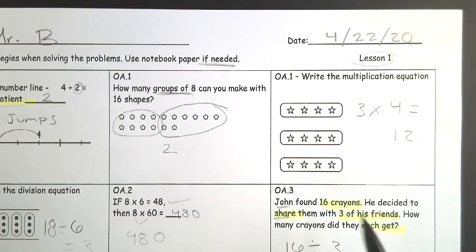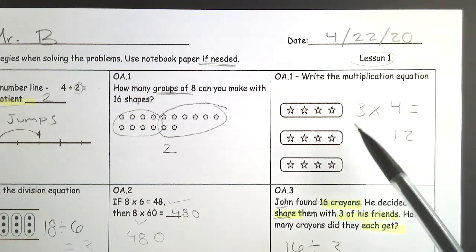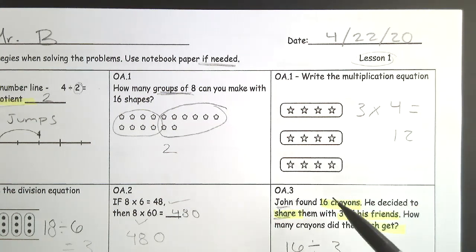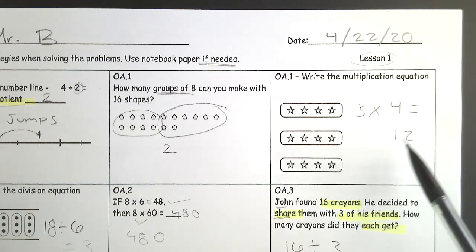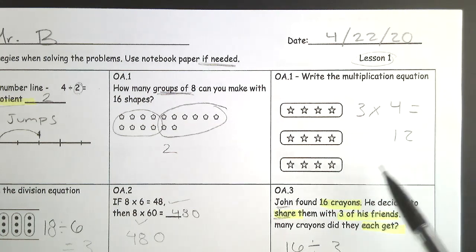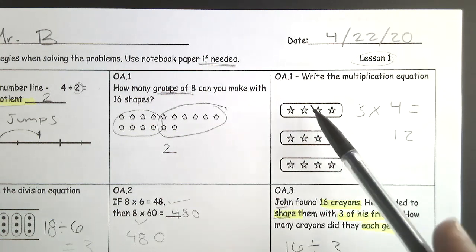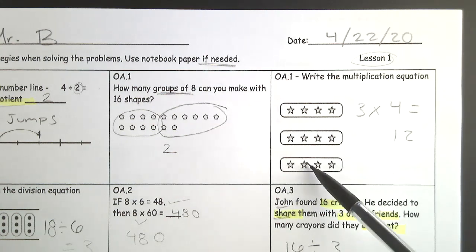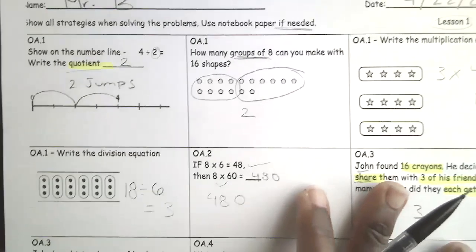Next box, it says write the multiplication equation. So when we take a look at this, the first thing that we want to know is how many groups are there? There's 1, 2, 3. The next step that we want to know is how many stars are in each of the groups? 1, 2, 3, 4. Okay, so our multiplication would be 3 times 4, we know equals 12. But to make sure, we're going to count all those stars. 1, 2, 3, 4, 5, 6, 7, 8, 9, 10, 11, 12. Okay, right.